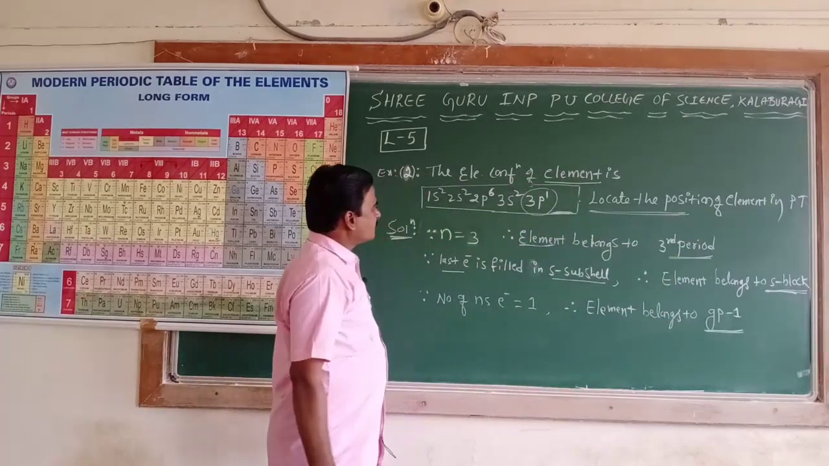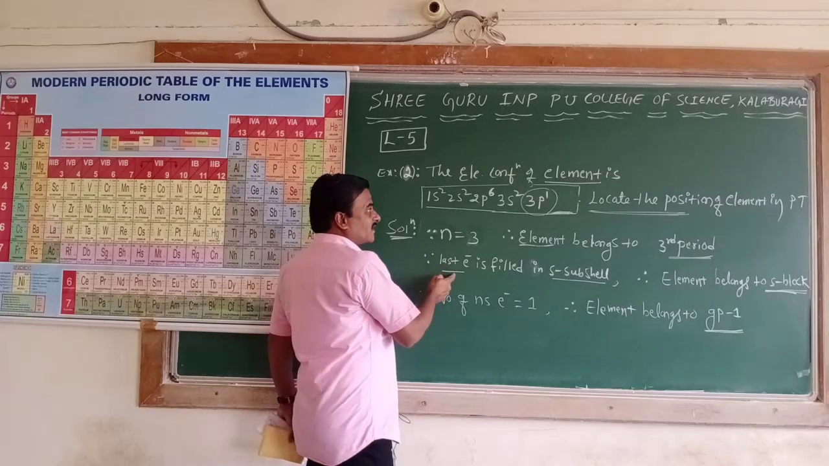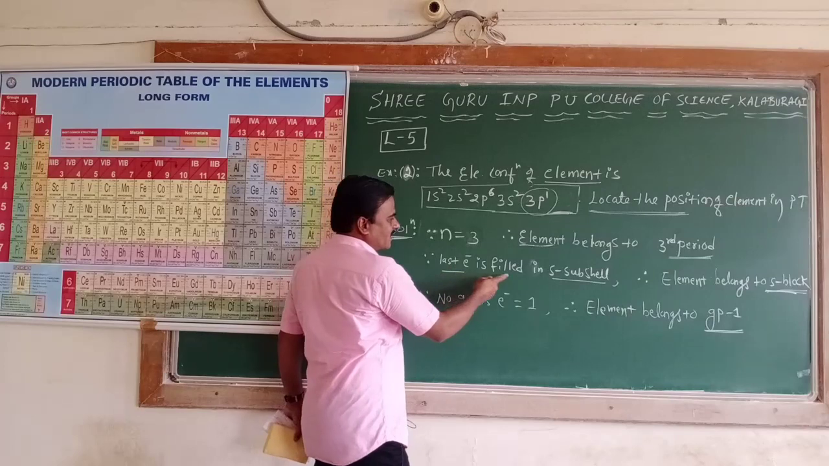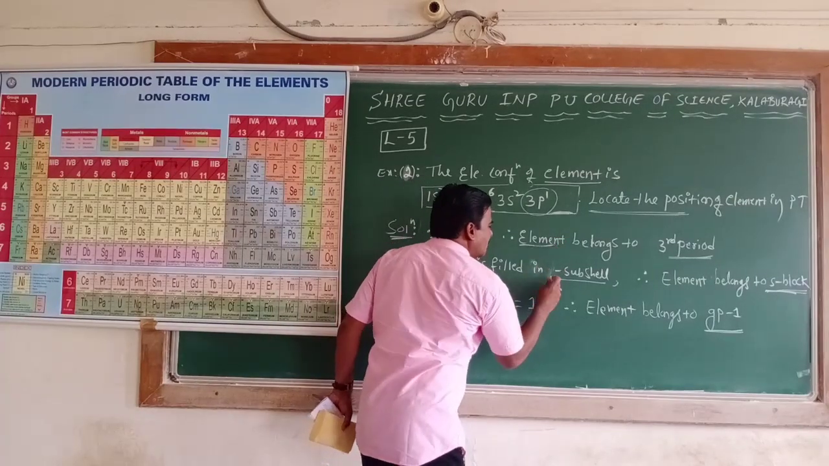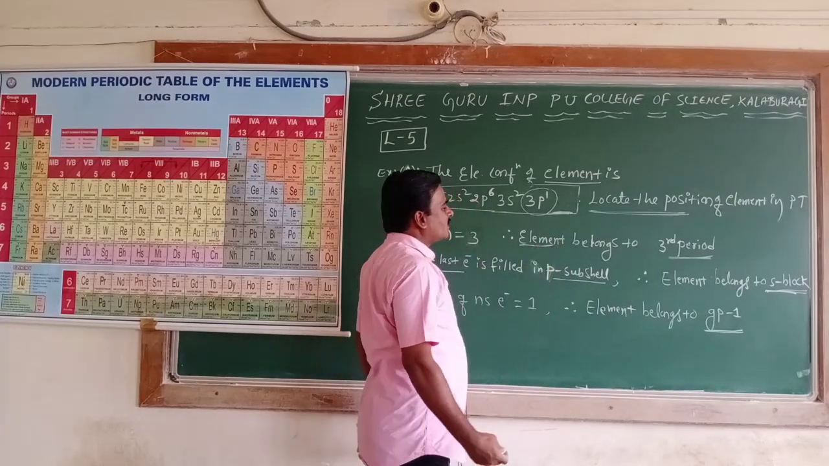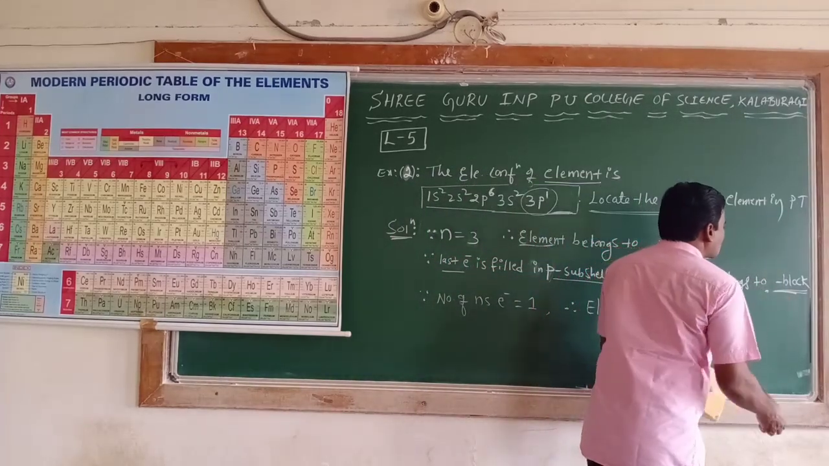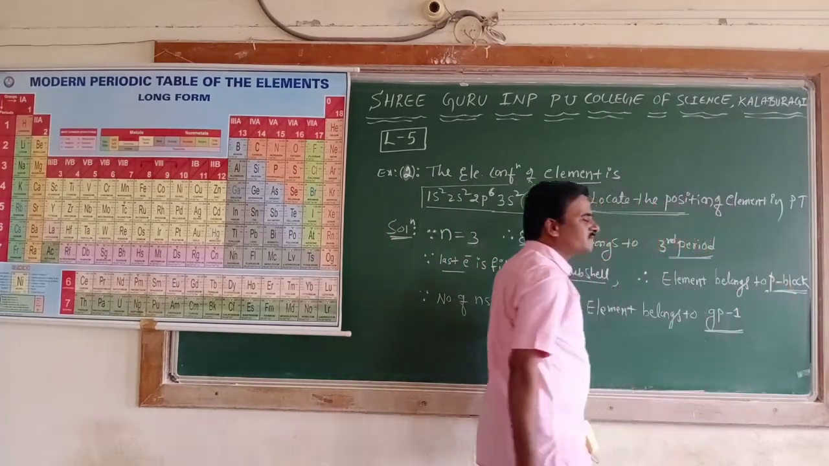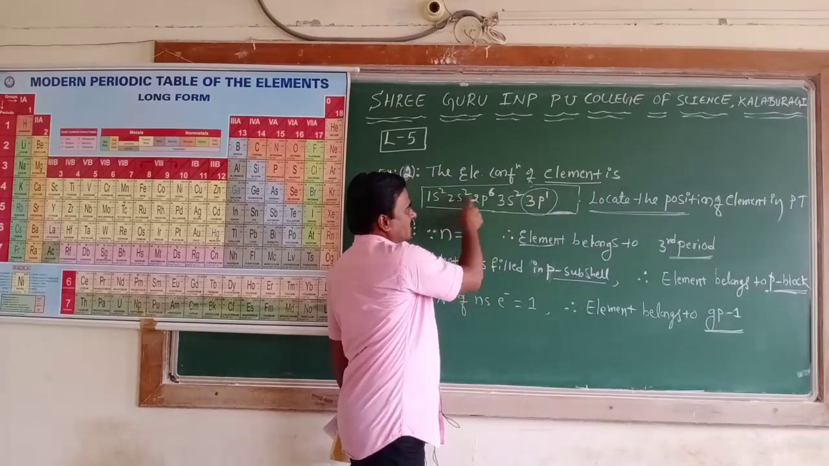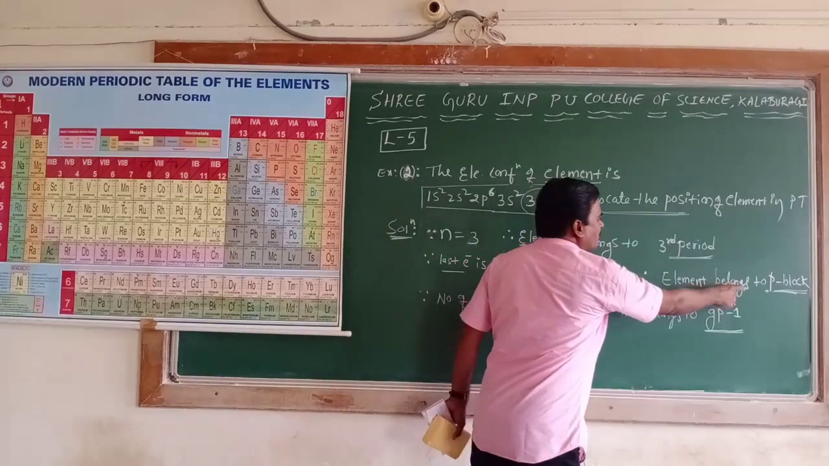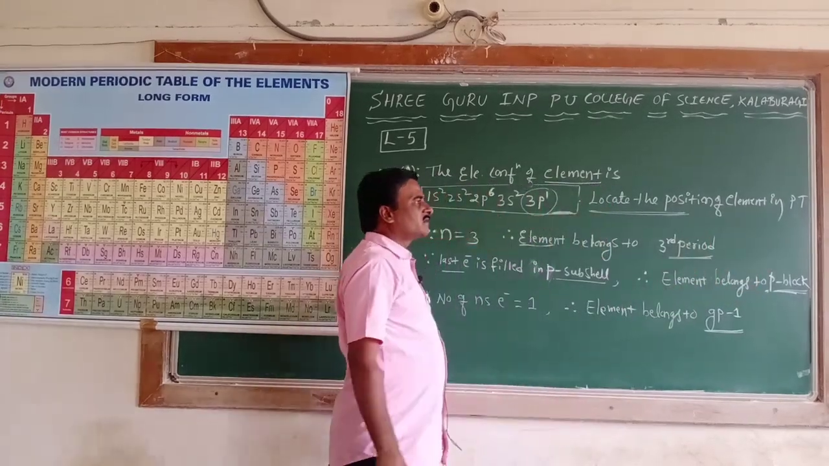Next, the last electron is entering into the p subshell. Therefore, the element belongs to p block. From the configuration, last electron is entering into p subshell. Therefore, element belongs to p block.